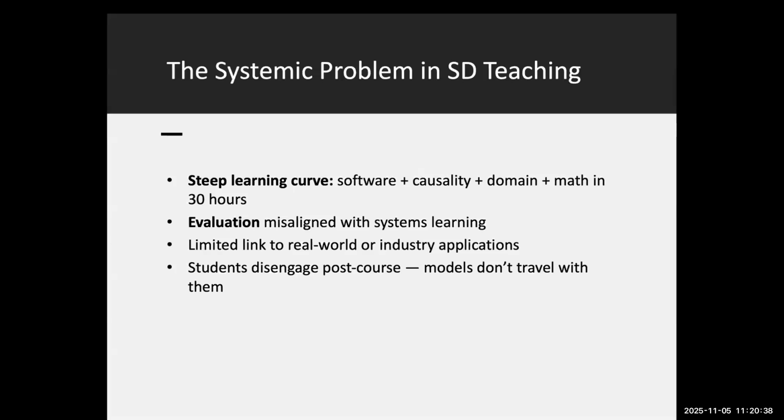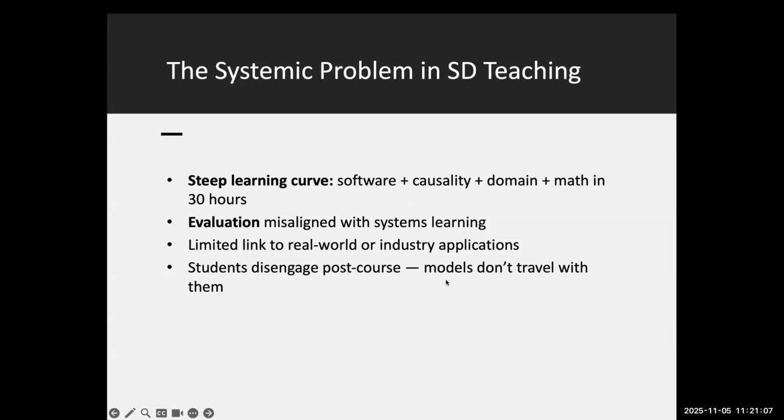The third piece is that people have been struggling with figuring out real world or industry applications. Funnily enough, a lot of people in my course applied for the course because they thought it's going to help them with product management, which I was very surprised by. Although I see how it can have utility, that's not what my course was designed around. And yeah, students disengage post-course.